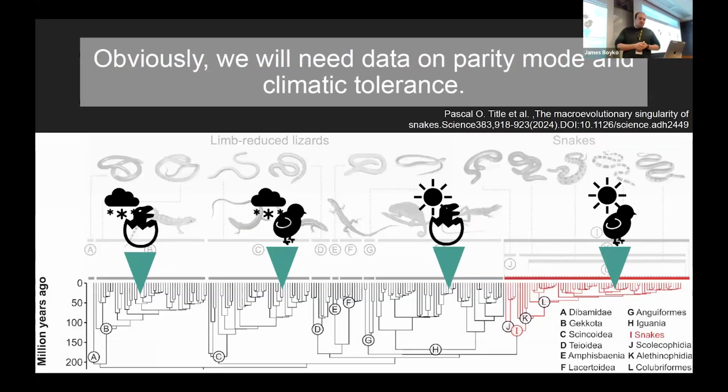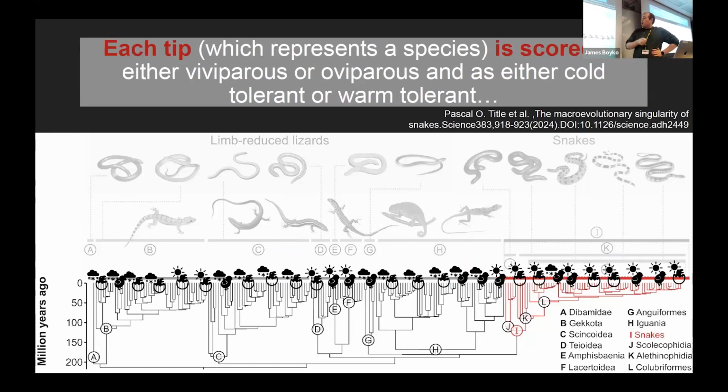And so to answer all of these questions, we're going to need some data. And in this case, it's going to be data on parity mode and climatic tolerance. So we're going to go to each of these tips, each species. We're going to do natural history work. We're going to dig through libraries of documentations, monographs, all sorts of different things. And we're going to collect data on as many species as we can within our phylogeny.